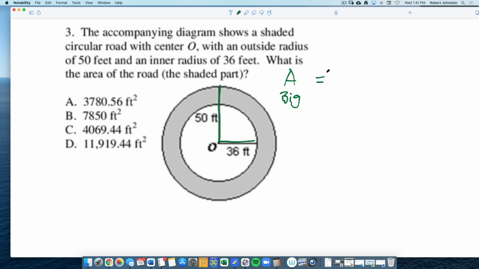Well, let's start with the circle. What's the formula to find the area of a circle? Pi r squared. Yep. Okay, what's the radius of this big guy? 50. Yeah. This is going to get pretty big, Shay. Can you give me 50 squared? You can use your calculator if you want to.